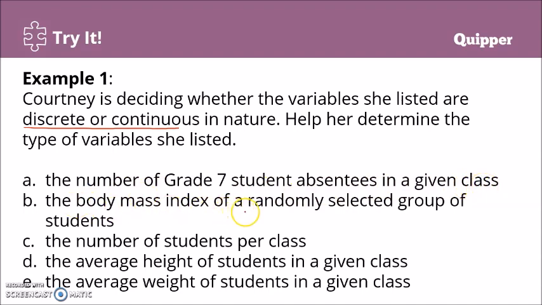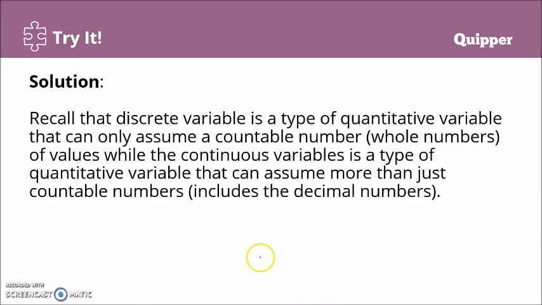The body mass index of a randomly selected group of students. The number of students per class. The average height of students in a given class. The average weight of students in a given class. Now, let's remember that discrete variable is a type of quantitative variable that can only assume a countable number.